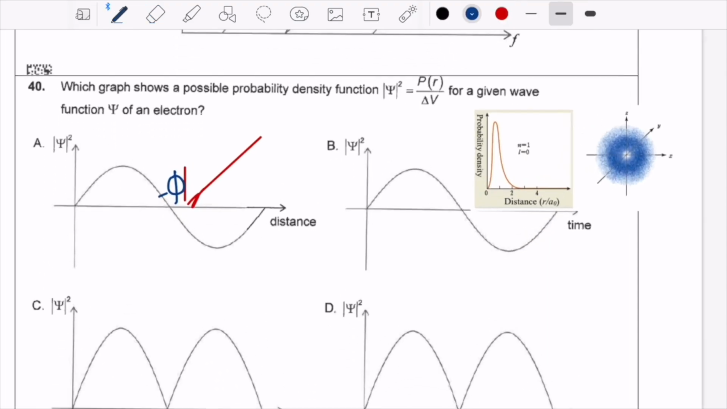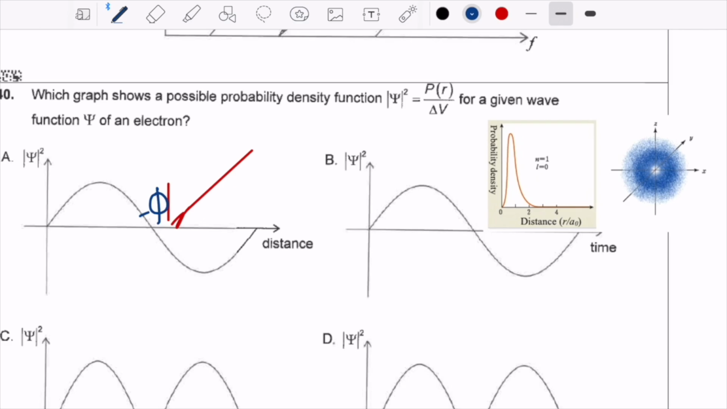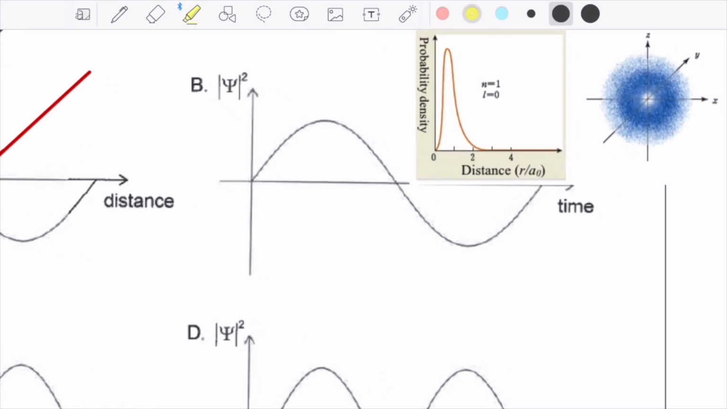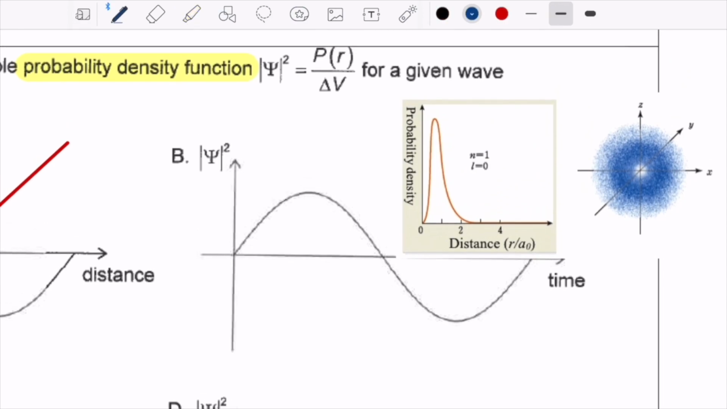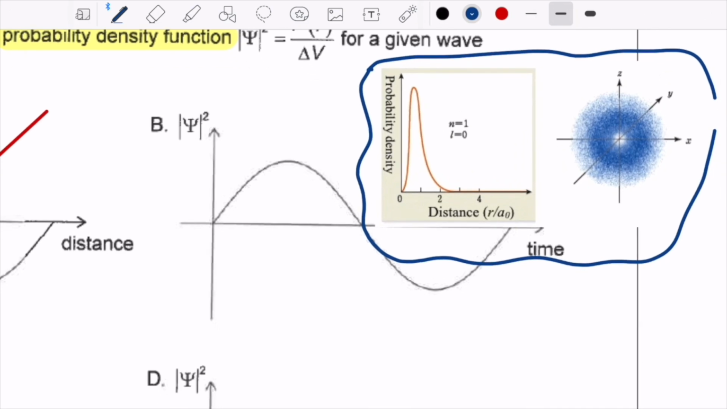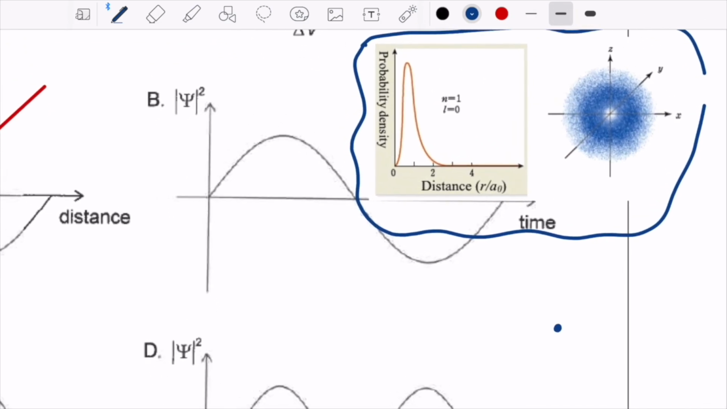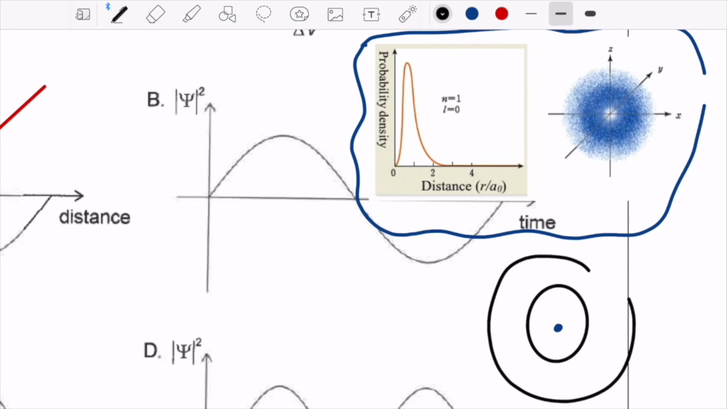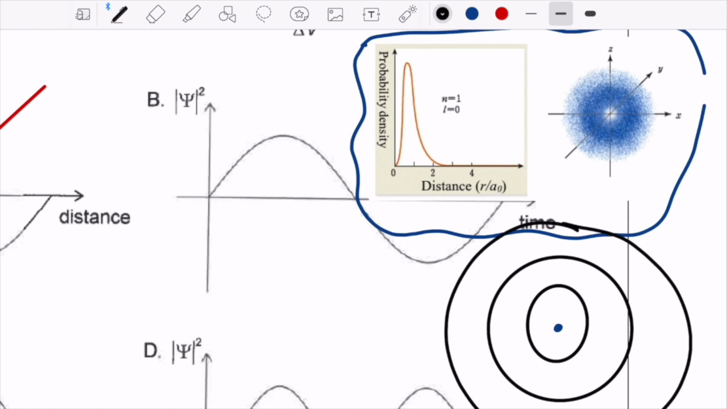Question number 40 is about probability density function. What is that? I found this picture again from the internet, and let's have a look. We know that there's a nucleus, and initially we thought the electrons were orbiting in fixed energy levels. This is the Bohr model.